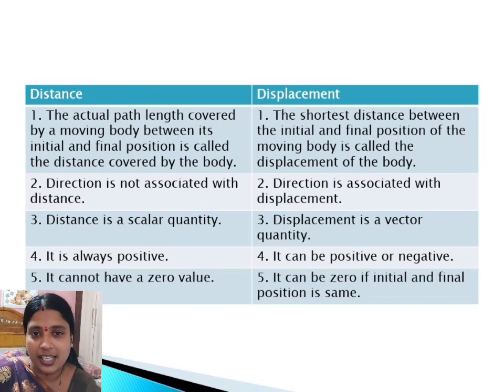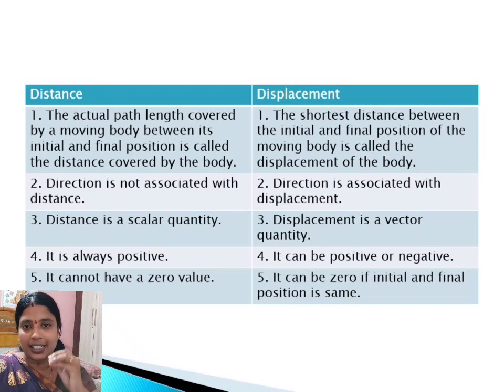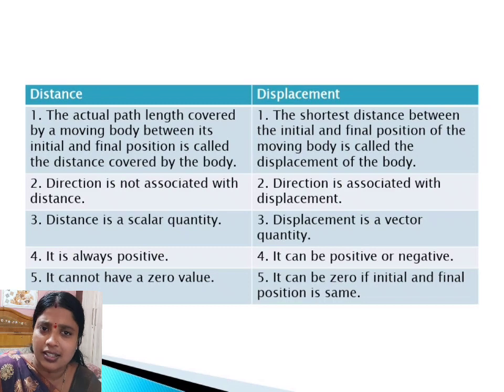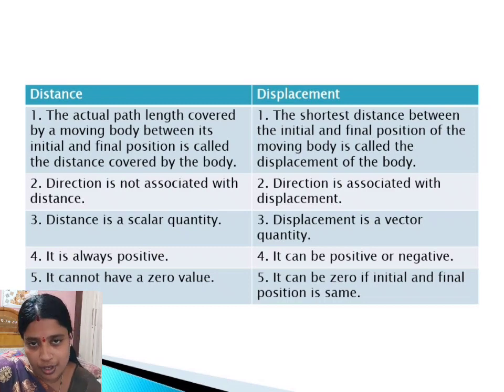Now we have already seen that distance will never be 0, because if the object is moving, definitely every moving object will cover some distance. So distance can never be 0. It will always be positive. It will never be negative. Just reverse to it, displacement can be positive or it can be negative. And it can also be 0. We have already seen that example of 0 displacement.